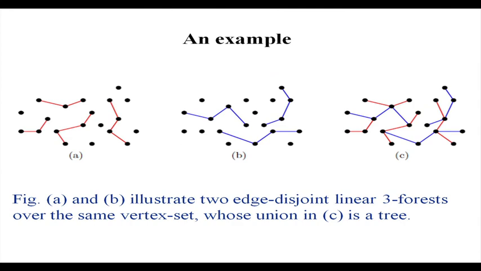Here's an example in the figure. A and B illustrate two edge disjoint linear 3-forests. That means I'm allowed to have P4s, but nothing bigger. And their union, if I were to lay them one on top of the other, would give me a tree. In the olden days, when we used to give lectures on transparencies, I would make a transparency for A, I would make a transparency for B, I would then physically take one, put it on top of the other, and you get C. But what can you do? We're in a modern age, and we can't use transparencies anymore. So I would have to write fancy PowerPoint to get those two things to come across my screen and merge. It's a lot easier in the olden days to show that.